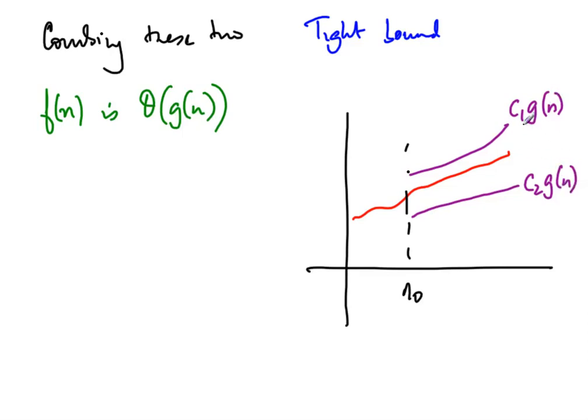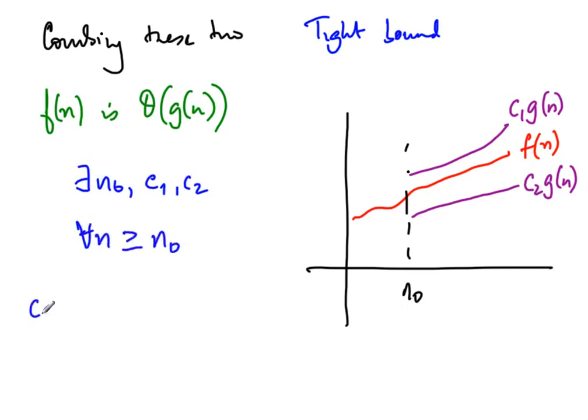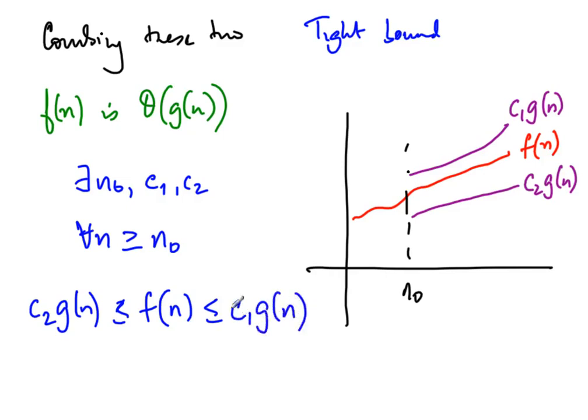So I have g of n, the same function, but I have two constants. C1 times g of n always lies above f of n, and c2 times g of n always lies below f of n. Right? To write it out in words, we say that there exists n0 and two constants, c1 and c2, such that for all n above n0, c2 times g of n lies below f of n, so it is a lower bound, and f of n on the other hand is dominated by c1 times g of n. Right? So this says that these two functions are really of the same order of magnitude.